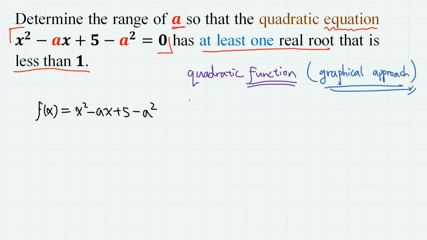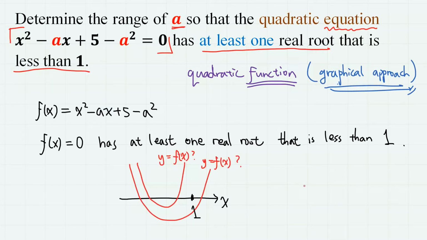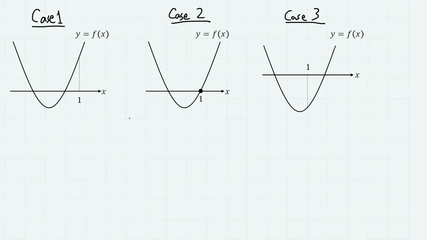Let the left-hand side of the equation be function f(x). Then, if the equation f(x) equals 0 has at least one real root that is less than 1, then the parabola y equals f(x) touches the x-axis where x is less than 1. And there are three possible cases. In the first case, both roots are less than 1, and in the second case, one root is exactly 1 and the other root is less than 1, and in the last case, one root is greater than 1, but the other root is less than 1.